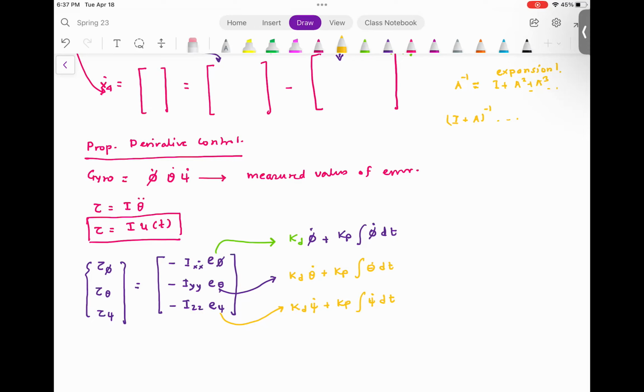Same thing if it is pitching. Now you have the pitching disturbance.